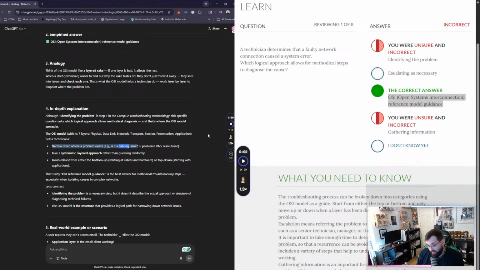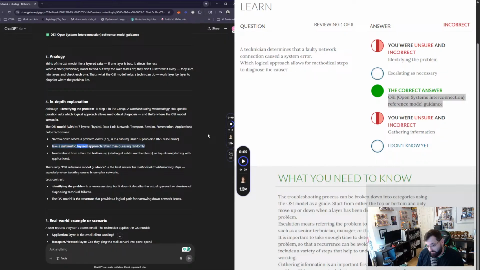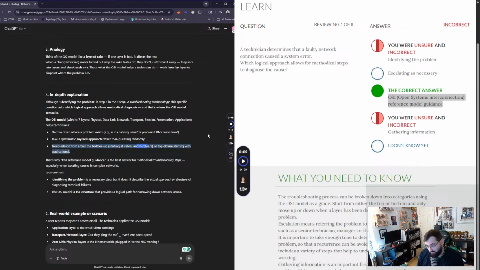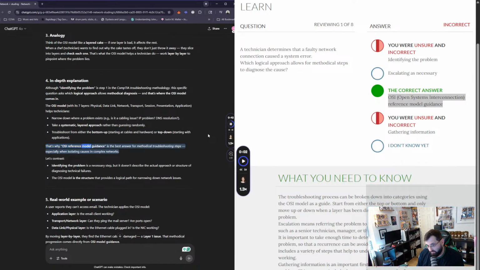For example, is it a cabling issue? IP problem? DNS resolution? Take a systematic layered approach rather than guessing randomly. Troubleshoot from either the bottom up, starting at cables and hardware, or top down, starting with applications. That's why OSI reference model guidance is the best answer for methodical troubleshooting steps.